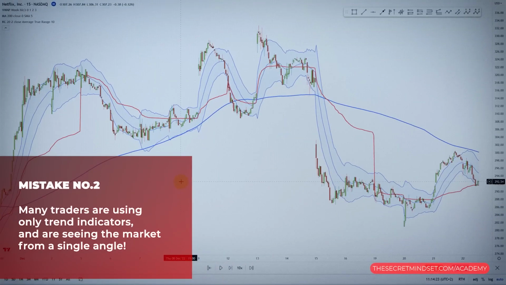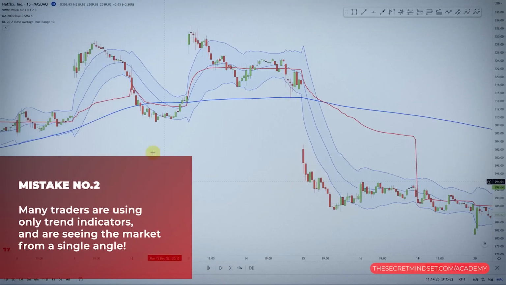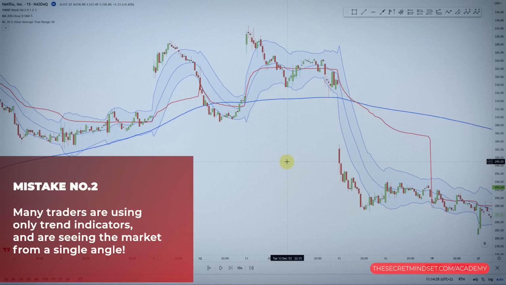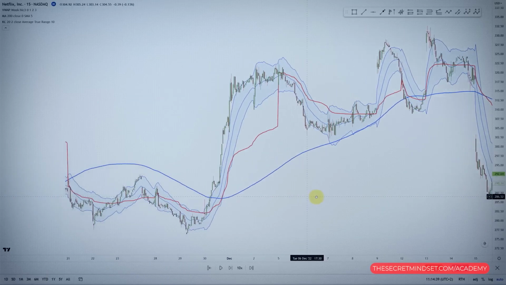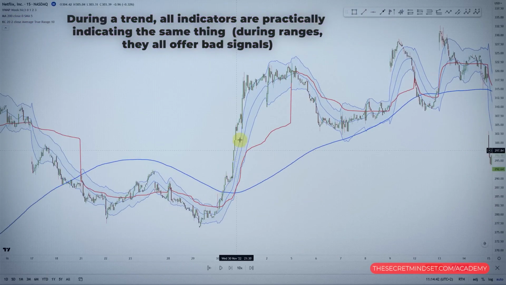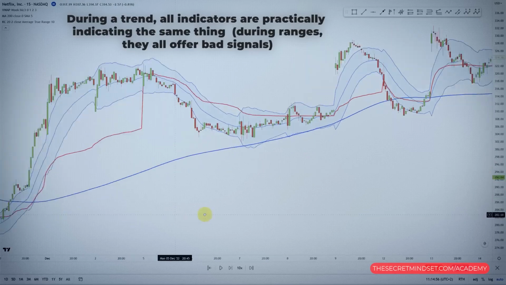Another common mistake is using only trend indicators. This example shows a chart with three trend indicators: VWAP, one moving average, and the calendar channels. Again, the goal of these indicators is the same: identifying trend direction. You can see that during a trend, all indicators are practically indicating the same thing. At the same time, during ranges, they all offer bad signals. I hope you see the problem with adding multiple indicators showing the same information.